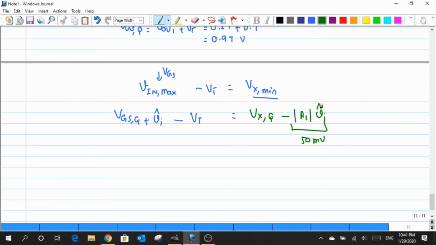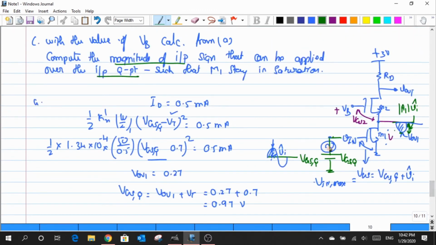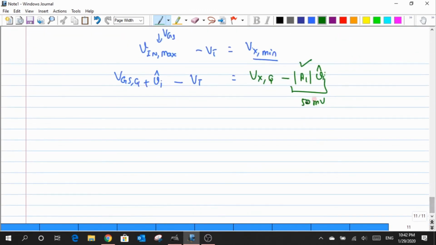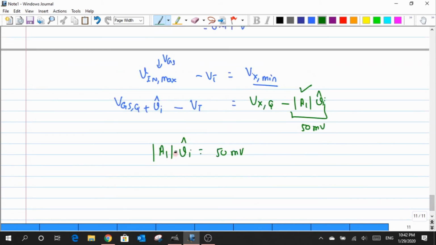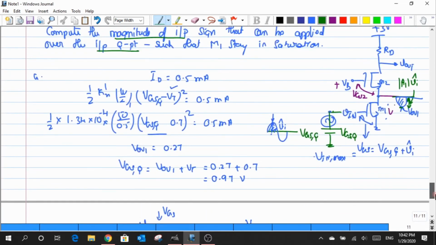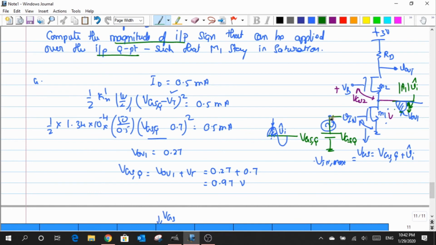The only thing is that in order to compute this Vi hat, if I know the gain, I can identify the maximum value of Vi hat that I can have across this input Q point. So let us use that. If I can compute A1 times Vi hat, which is supposed to be equal to 50 millivolt, then it becomes easier to compute the value of Vi hat alone, right? So I'll make use of that.